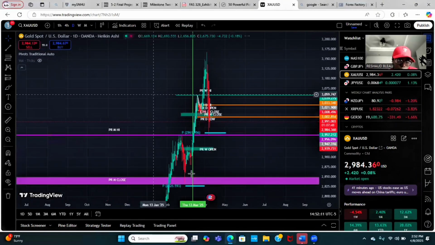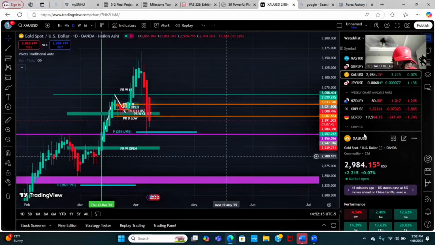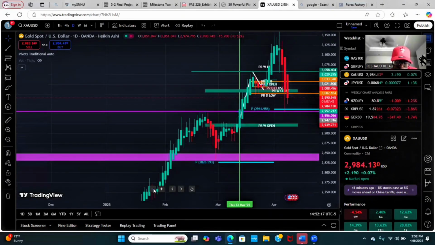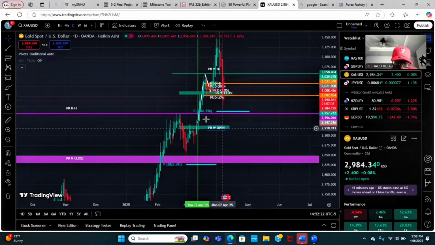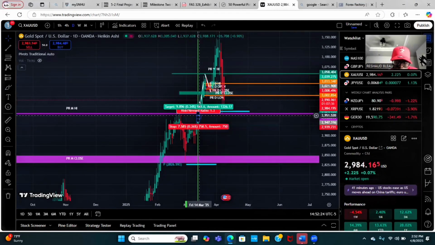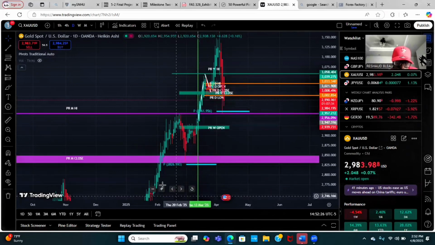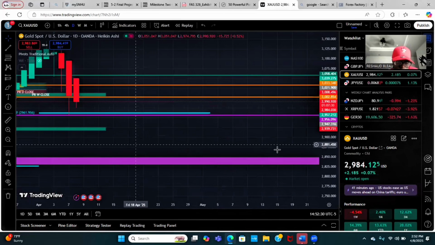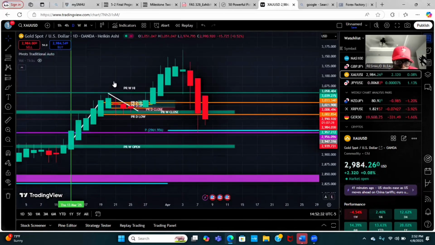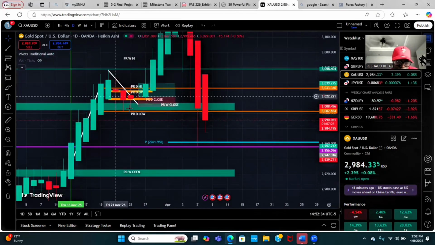I'm just going to use the daily time frame. As you can see, gold broke above our previous monthly high. We're above the previous weekly open. This is the previous monthly high. We're also above the previous weekly close. We're above the pivot points, and we saw price pull back in this area to the previous weekly close, and we found an entry point to get in.